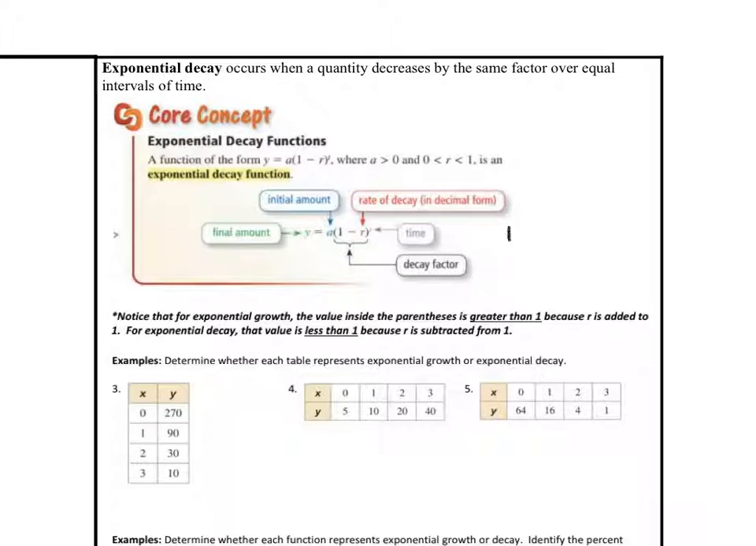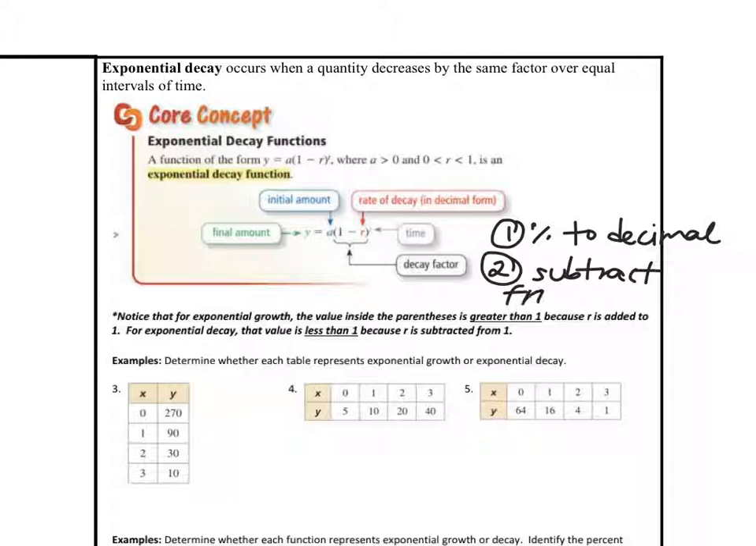Because you still start out by making your percent a decimal. You still make it a 1, but we're going to subtract. Because it's decay, you subtract, so that way the number is less than 1 in the parentheses. That way it does end up decreasing. Subtract from 1. So notice how it's different. A is still there, but you have 1 minus r to the t. We'll do that in a second.